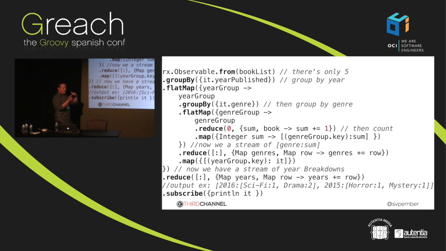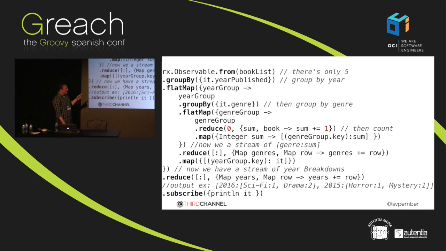I then can reduce that down into a map that contains the count of each genre, and then reduce that, and it's a map of one key, the year, which itself contains a map of all the genres, and then reduce each of those years down into one big map. So this would essentially print this particular output. If I only had 2 years, let's say 2016, count the sci-fi, count the drama novels, 2015, horror and mystery. Weird, huh?